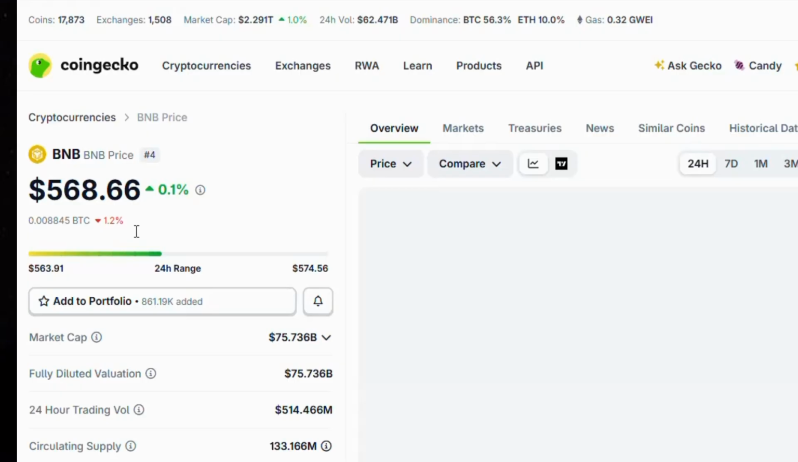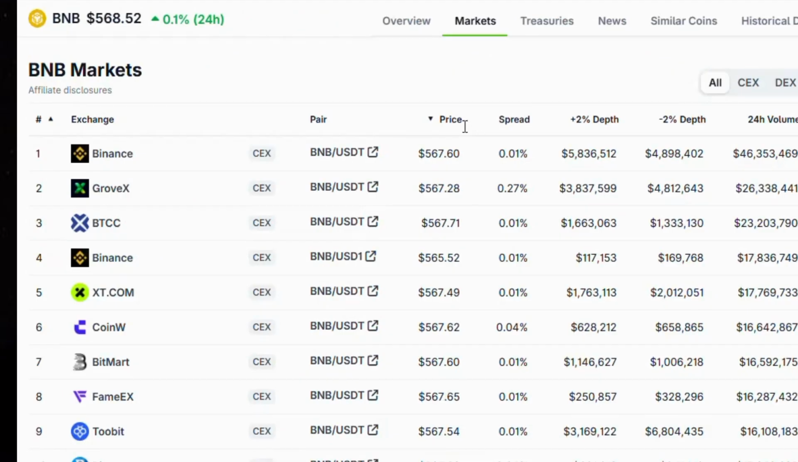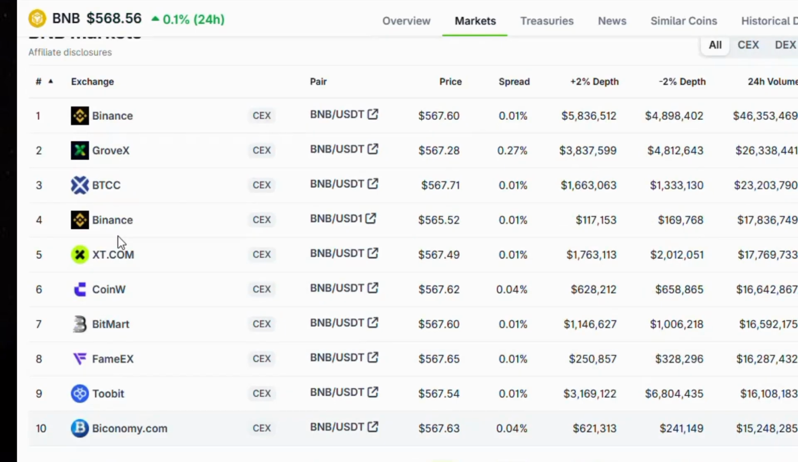And one of the reasons why I'm talking about this is because I believe people want to use platforms that are free. CoinGecko is one of those platforms that give you free arbitrage tools. I also use CoinMarketCap, so I believe CoinGecko can work for you if you don't have access to CoinMarketCap. So here you can see Binance, GrooveX, BTCC, Binance, XT, CoinW, Bitmart. All these are several exchanges. And one thing about arbitrage is that the price of a coin always has different prices across different exchanges.